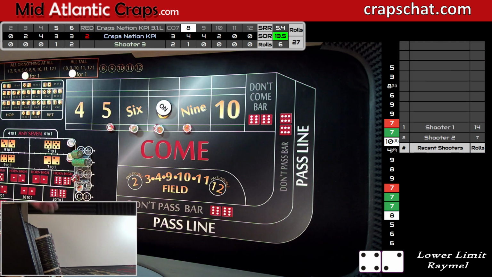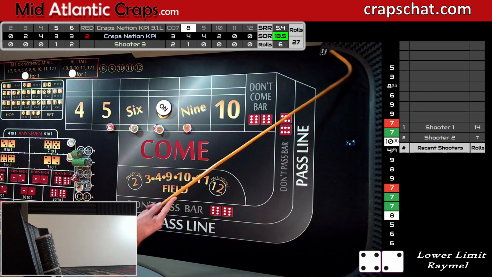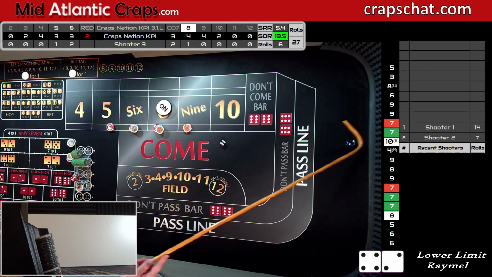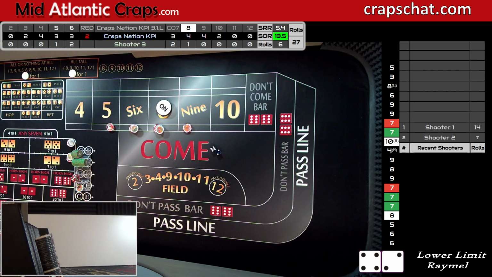Let's see what happens here, guys. Dice are out. Whatever we do, this will be the last shooter. Win, lose, or draw. 6, 2, 8. All right. So it's going to be a $21 winner.